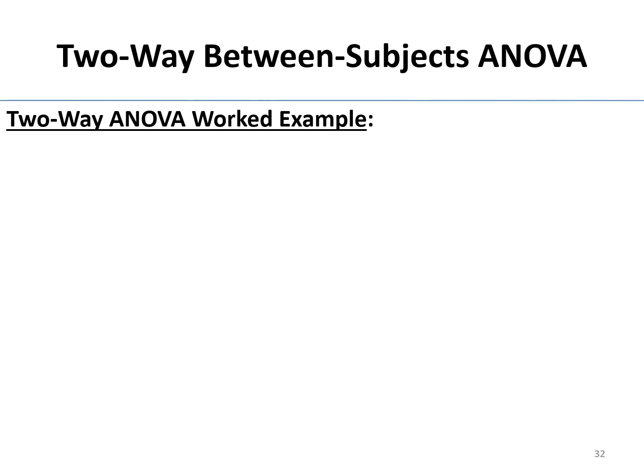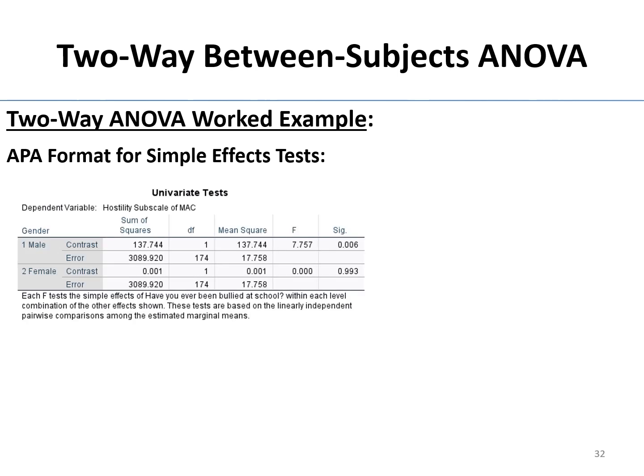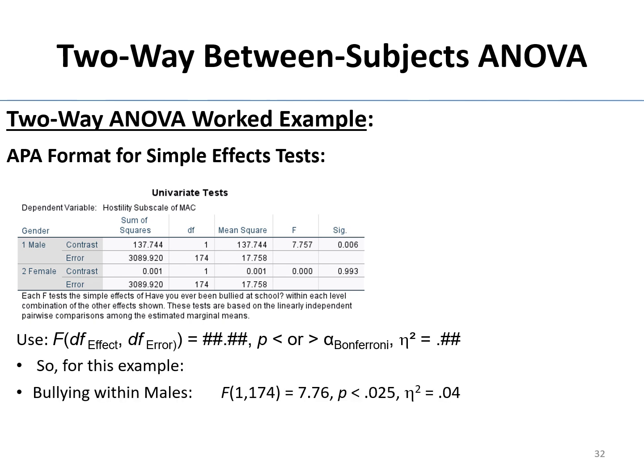All right, final slide for this week. So the APA format for simple effects tests. There's that univariate table again. We use the usual F, degrees of freedom equals the number, p less than or greater than, eta squared. So this example for bullying within males, that first simple effects test up there, I filled in 1 and 174. The F value is 7.76 rounded, sig is less than 0.05, and calculated eta squared.